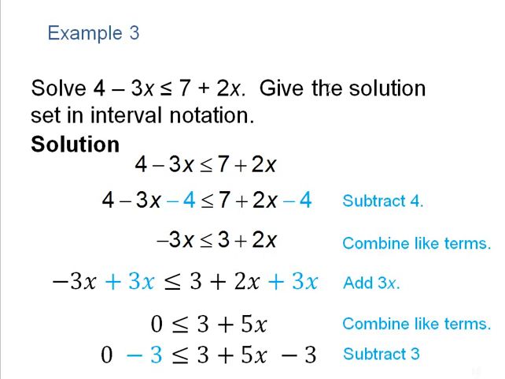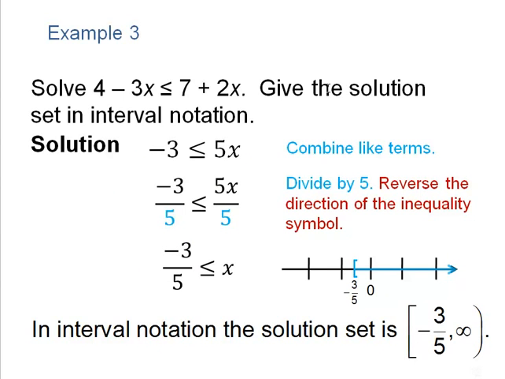You're subtracting 4 from both sides, you're combining like terms, you're adding 3x, so that in that step you're isolating your variable, right? And then combine like terms again, subtract 3, which is more isolating of your variable, combine like terms again, this is a continuation, divide by 5, and lo and behold, there is our solution. X is greater than or equal to negative 3/2, and so this is what it looks like over here on a number line, and this is how we would write it in interval notation.